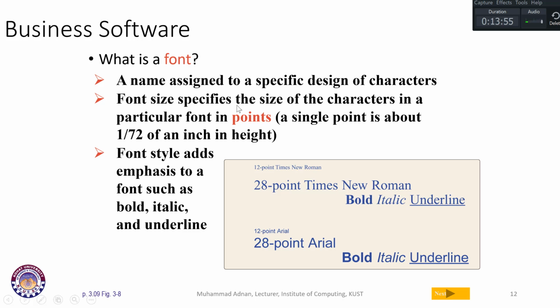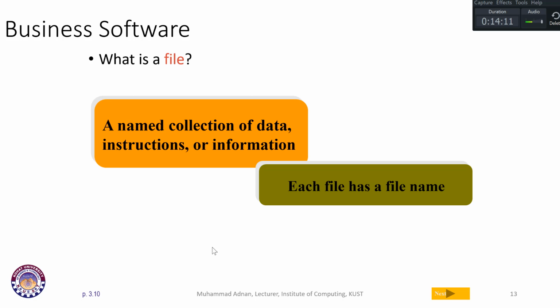Font size specifies the size of a character in a particular font in points. A single point is about 1/72 of an inch in height. Font style adds emphasis to the fonts such as bold, italic, and underline. That is what you people already know.